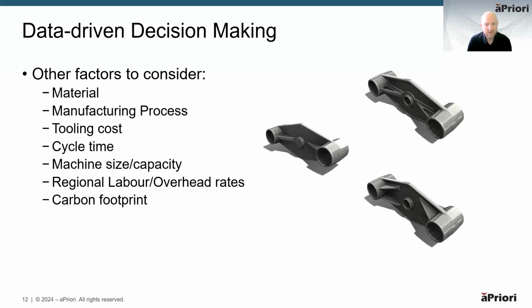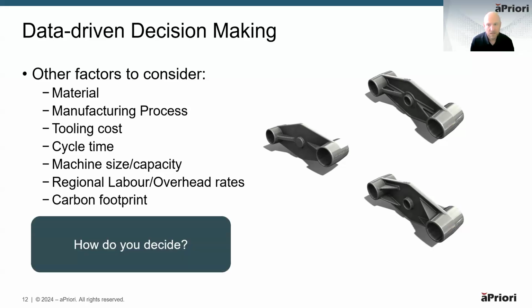So there's a lot of decisions that you need to make as a design engineer, and deciding which one is best for you is really a trade-off between all of these considerations. So we do need data to effectively derive these decisions. So the big question is really, how do you decide?